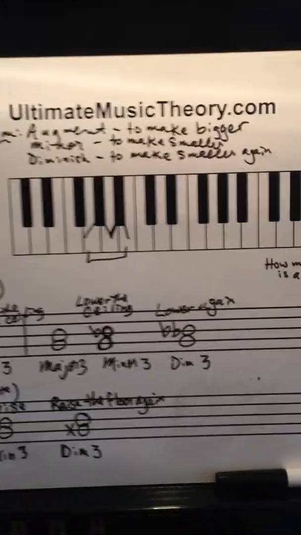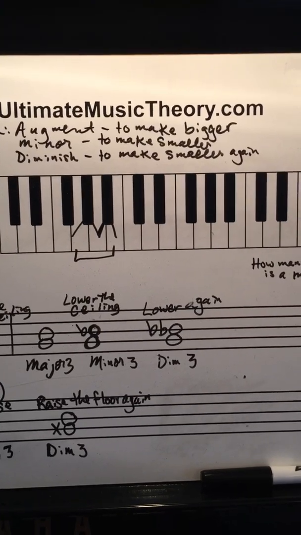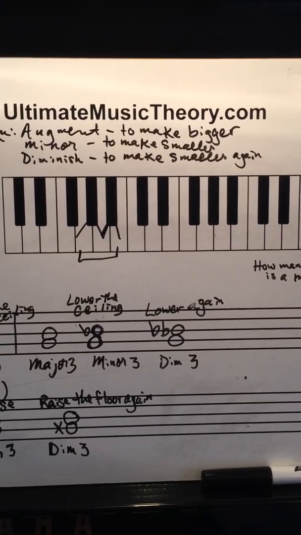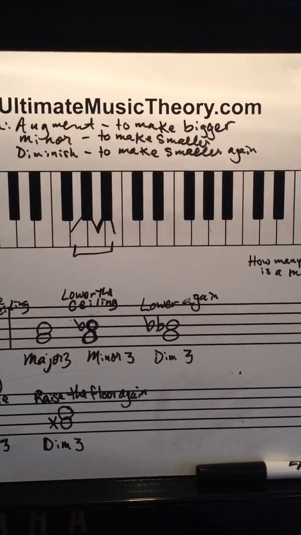First I'm going to start off with terminology. Again, to augment something is to make something bigger, to minor something is to make it smaller, to diminish it is to make it smaller again.